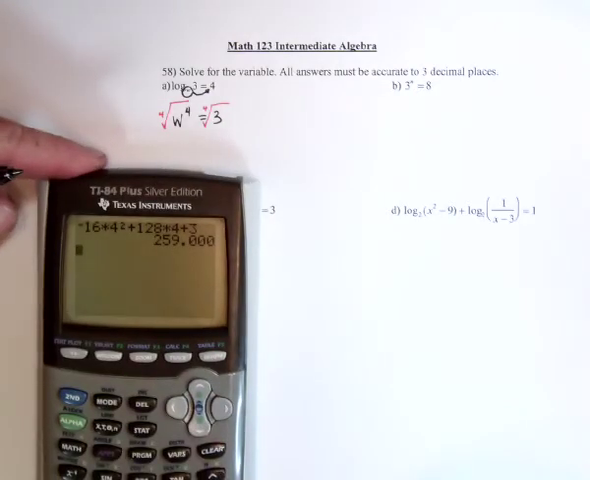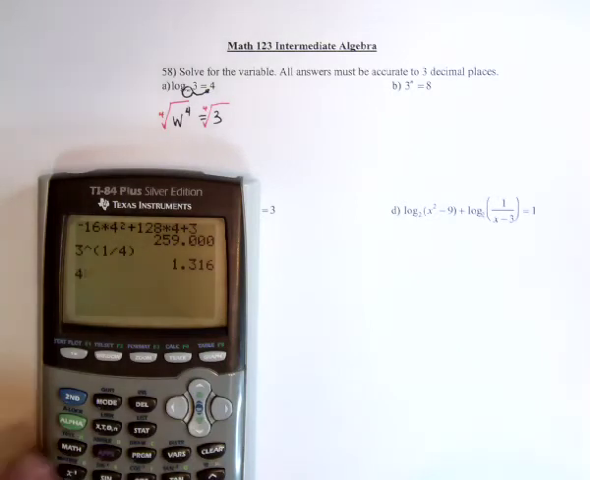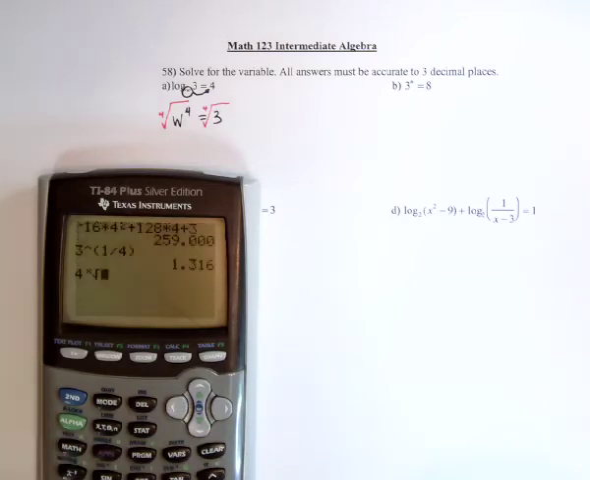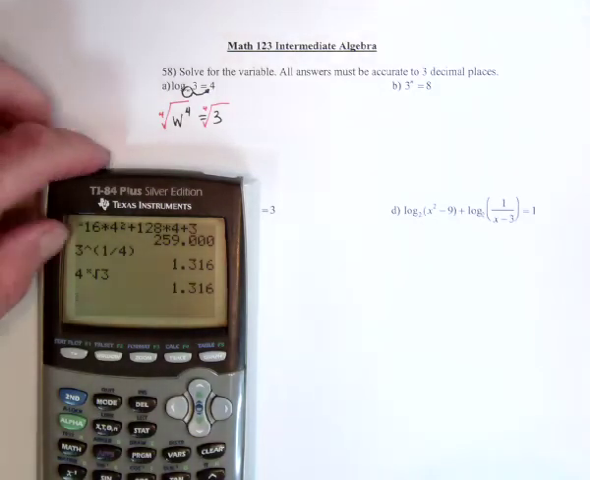So for fourth root, you can go 3, raise it to the 1/4. That means fourth root. Or you can type the 4 first, and if you've got one of these calculators, you go to math and then down to x root, and then that will take the fourth root also. So it's a 1.316.